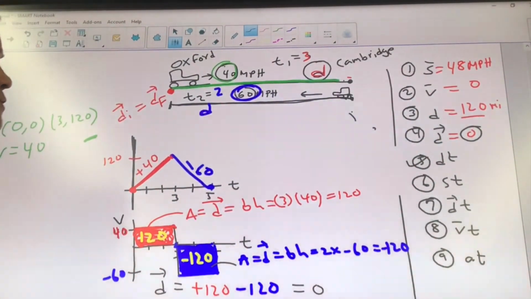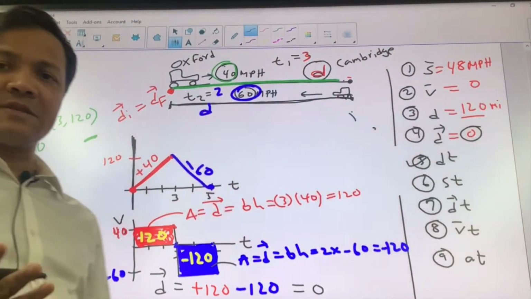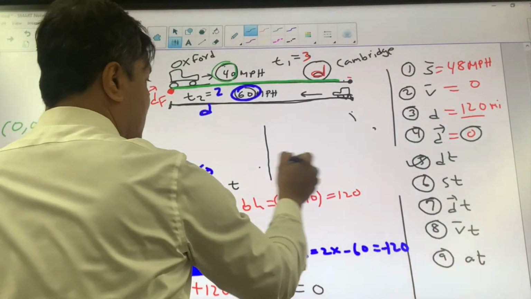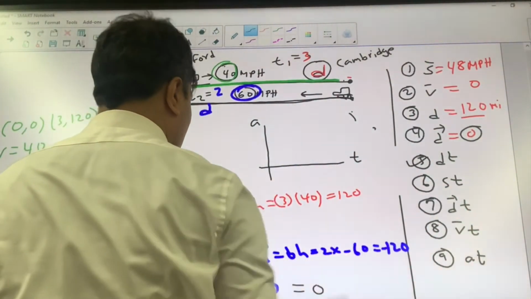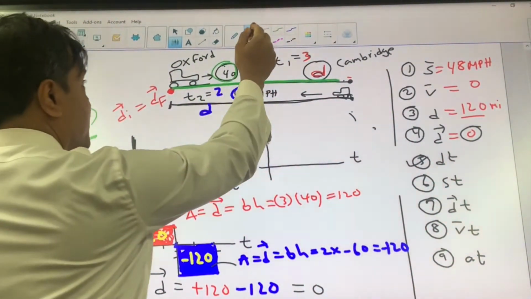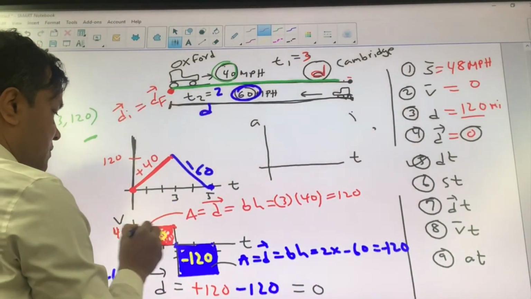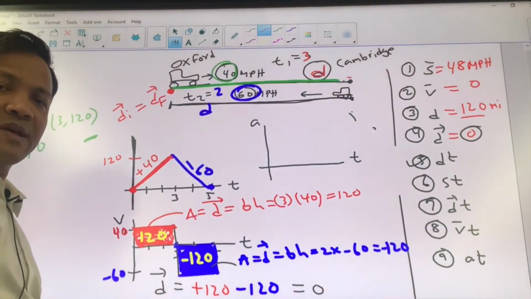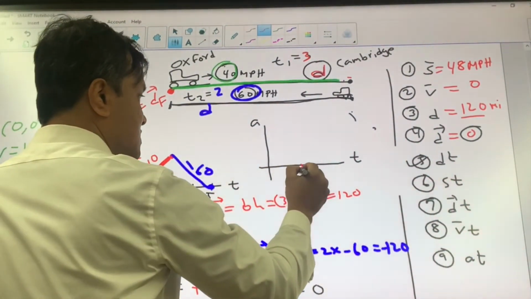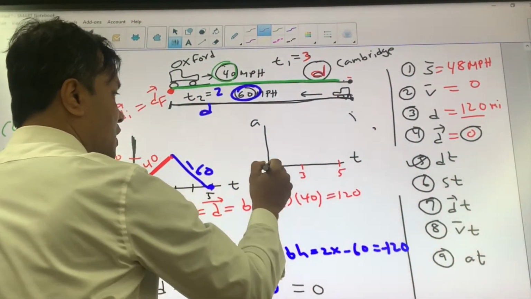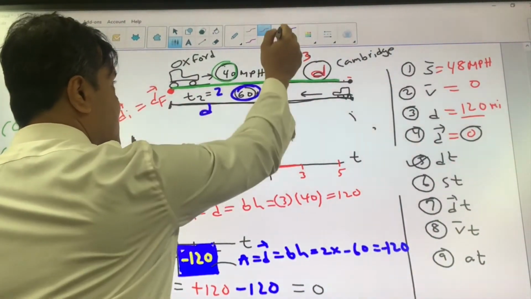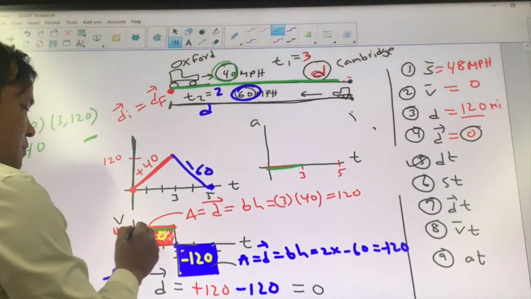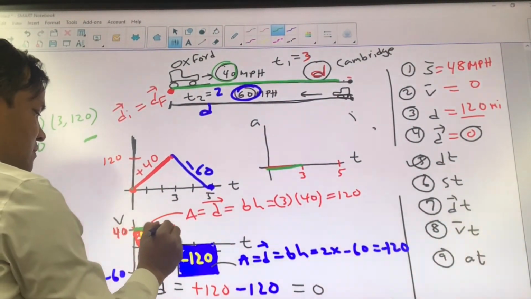Now we learned so much from this simple problem. The last thing we're going to learn is the acceleration versus time graph. So what is the slope of this one? This is the rate, the slope of this one, so acceleration. This is constant velocity, and constant velocity means 0 acceleration. This is 3 and this is 5. So from Oxford to Cambridge, acceleration is 0 because the velocity is constant.